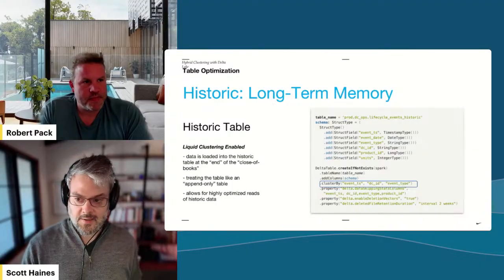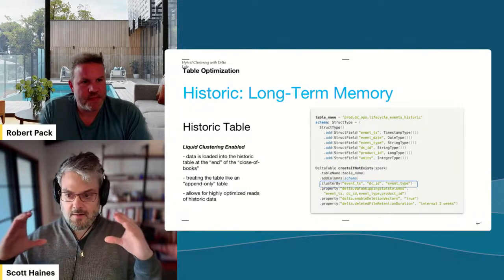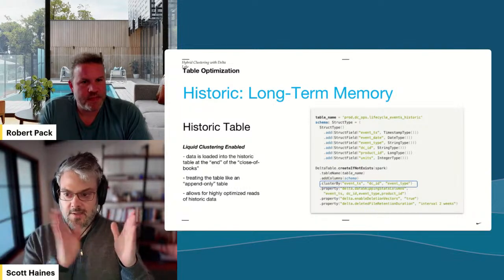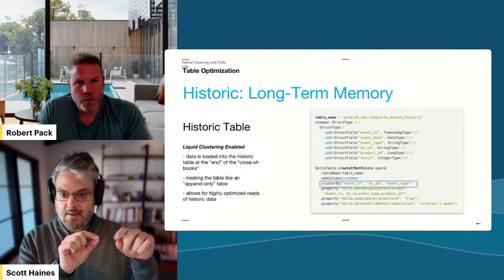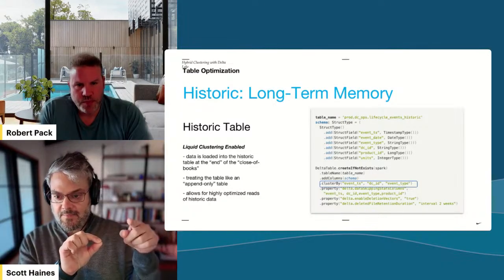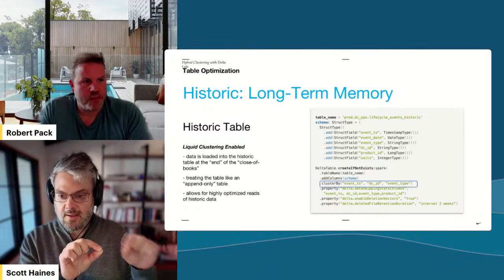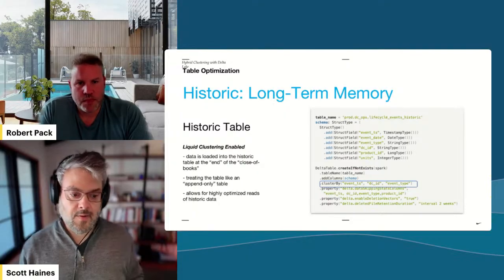So moving on to the historic table. We have our current table. We know that data is flowing into that current table. The retention is 14 days. We care about the 7 days for close of books. And then as that close of books period ends, we just have a scheduled job running on a daily cadence to pull off the last complete day and put it into historic long-term memory.